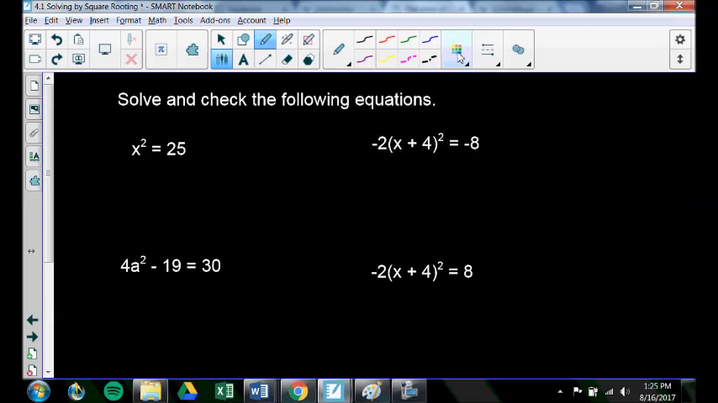Solve and check, and then when you're done, see how it goes. If you get some things off from what I got, that's kind of an issue. Square root both sides. x equals plus or minus 5. These are both easy to check. You plug in 5 or negative 5 and you square them, and you get 25.